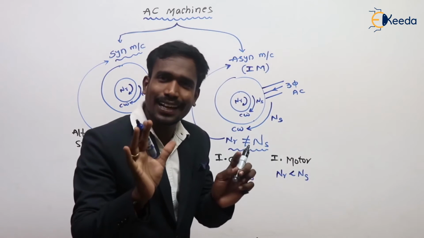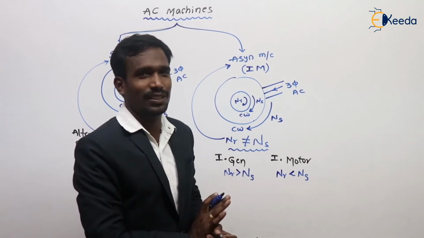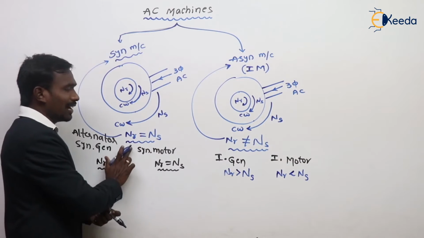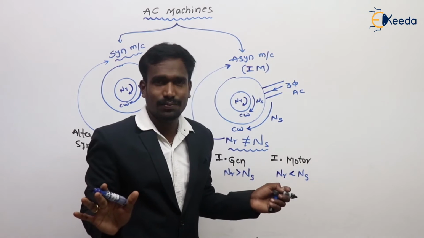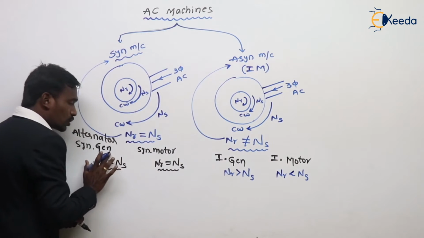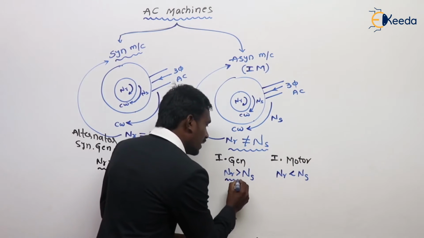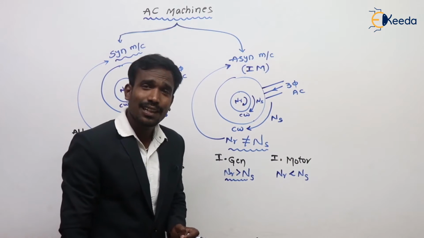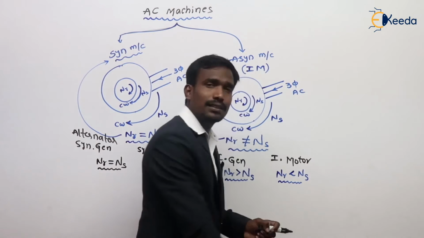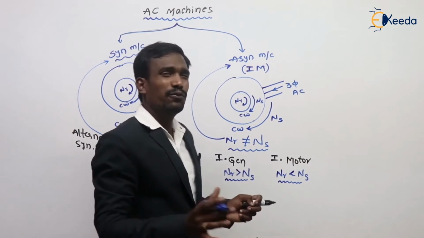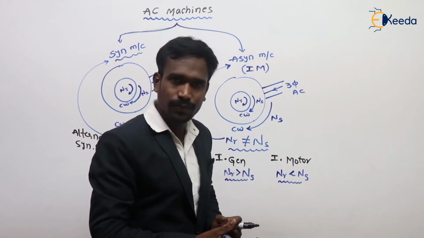Now you get an idea what is synchronous speed, what is synchronous machine, what is induction machine. In a synchronous machine, NR and NS are both the same, whether it is a synchronous generator or motor. But in an induction generator, the rotor speed is greater than synchronous speed, and in an induction motor it is less. This is a brief introduction about synchronous machine and induction machine.